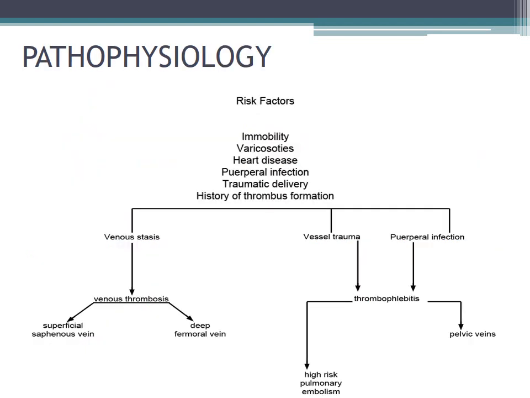Now, what is the pathophysiology in this? Due to all these risk factors, there could be venous stasis, injury to the vessel wall, and also clot formation in the vessels. And due to this, thrombus formation occurs, and this can be either in the superficial veins or it can be affecting the deeper veins as well.